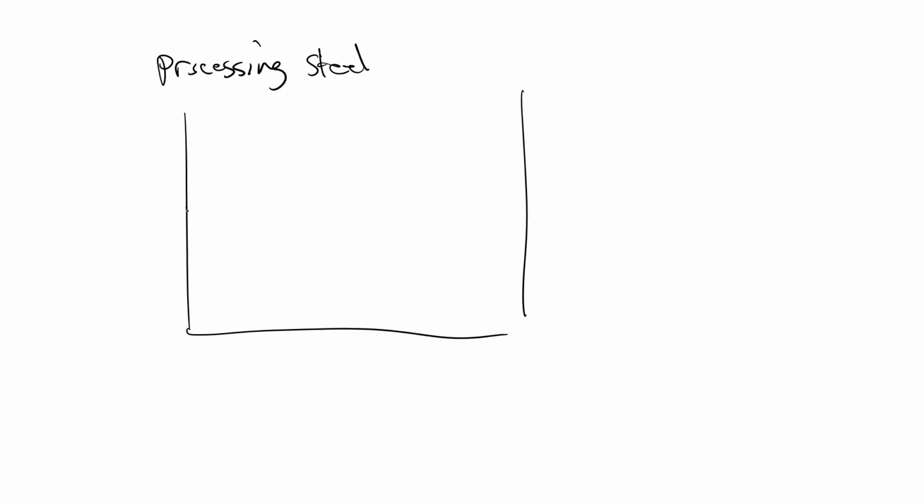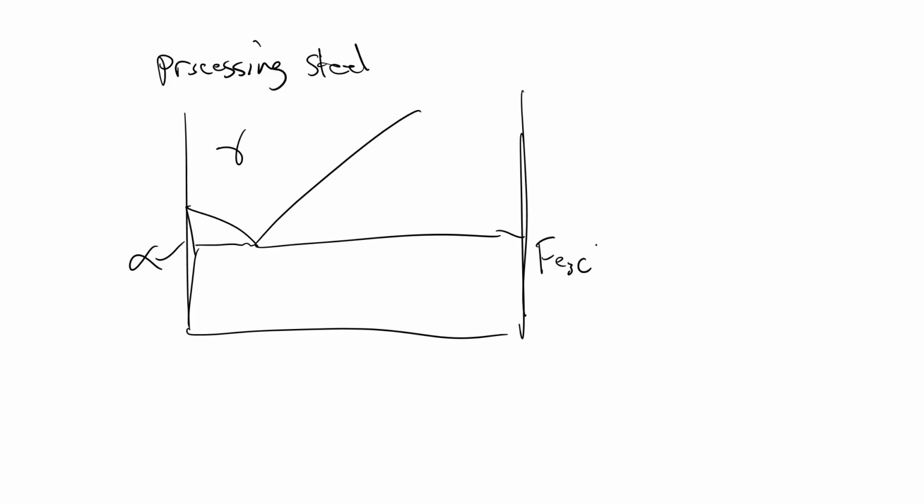As an example, let's talk about processing steel. If we look at the iron-carbon phase diagram, the portion that we're most interested in, okay, that's this portion. We have the Fe3C phase on this side.